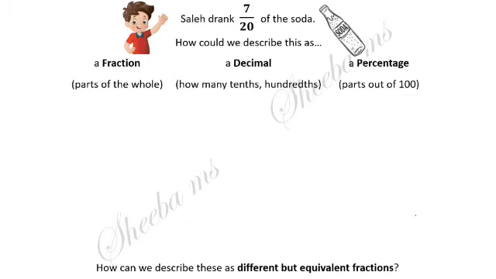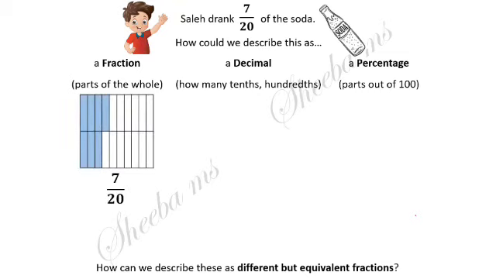Let us take another example. Saleh drank 7 by 20 of soda. How could we describe this as a fraction, a decimal and a percentage? 7 by 20 of soda means 20 parts are there, out of that 7 parts. So as a fraction we can say 7 by 20.